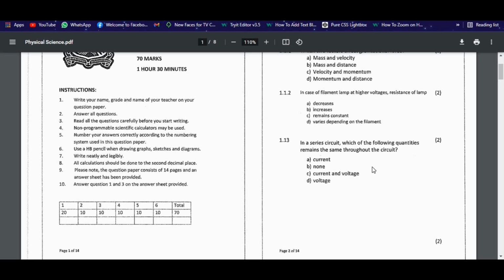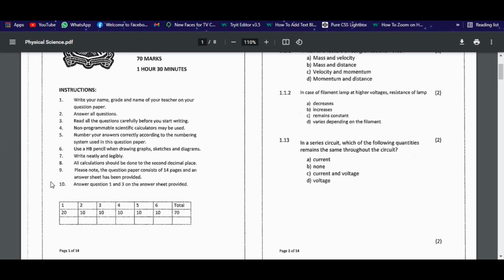Okay. 1.1.3, in a series circuit, which of the following quantities remain the same throughout the circuit? Current and voltage, current, or none?